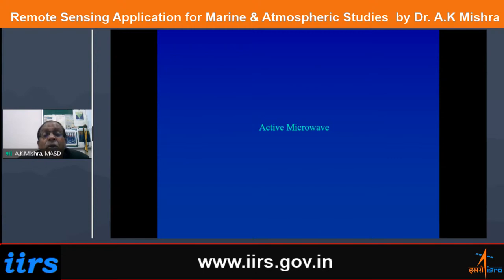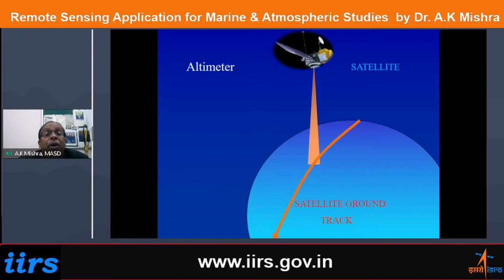Then coming to the active microwave sensor, first we will discuss the altimeter. The altimeter sends a pulse to the ocean surface and measures the return pulse. So the height of the sea surface can be determined. That is called the range of the satellite.